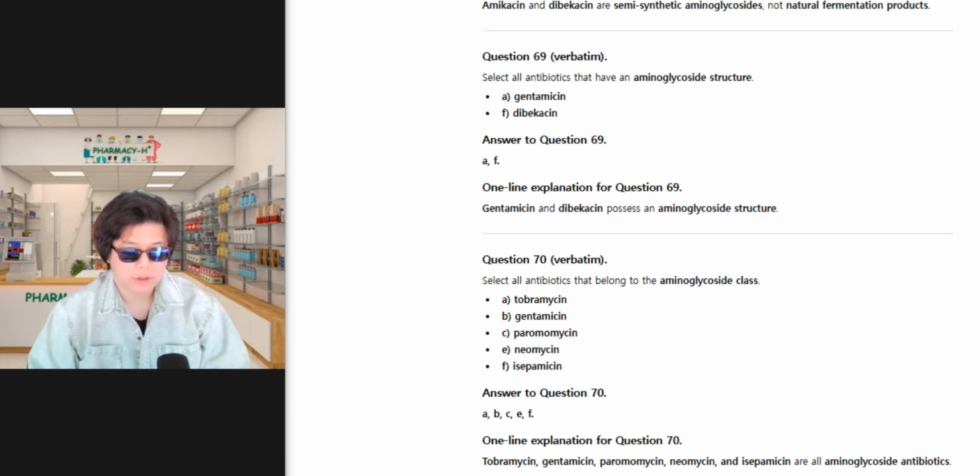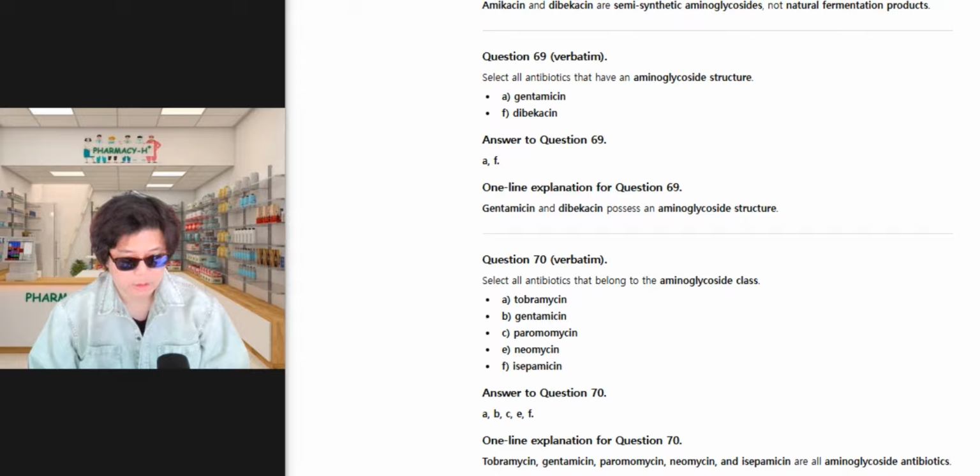Question. Select all antibiotics that have an aminoglycoside structure. Gentamicin, dibekacin. Explanation. Gentamicin and dibekacin possess an aminoglycoside structure.